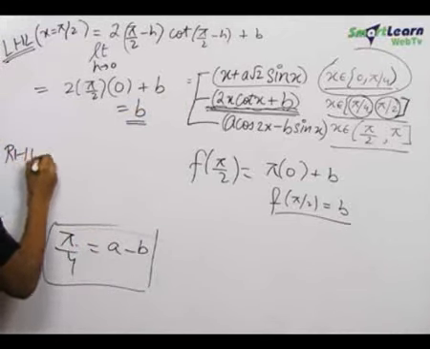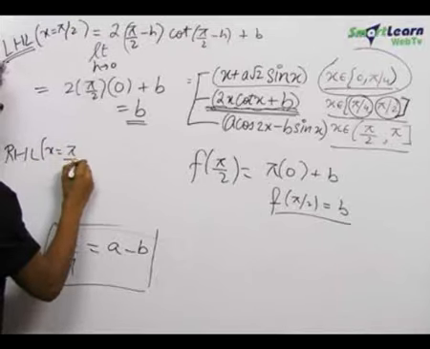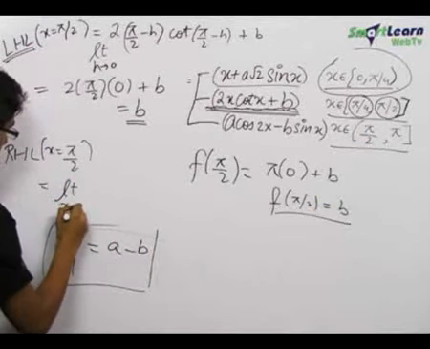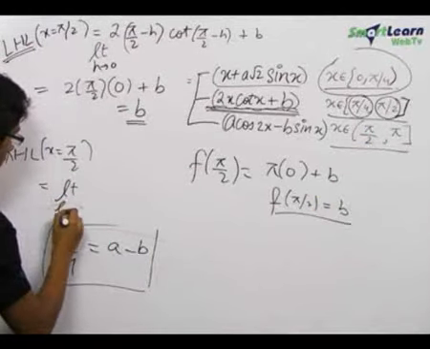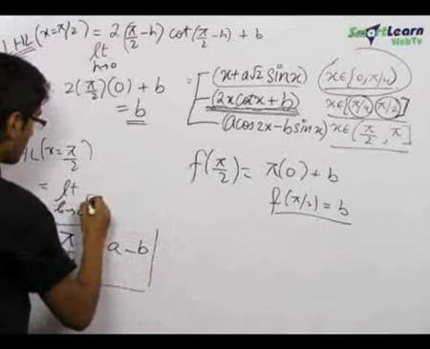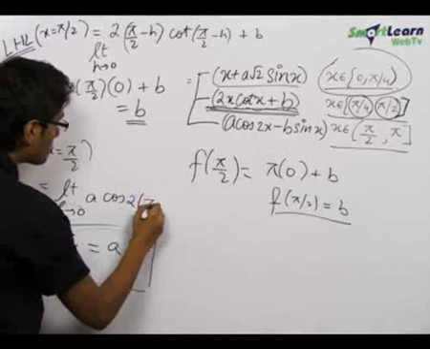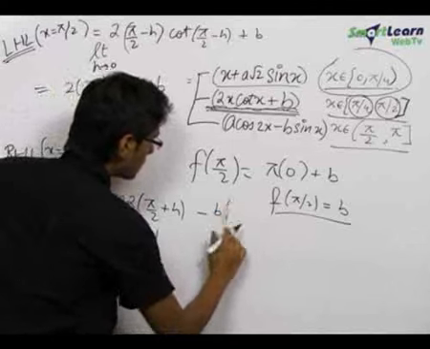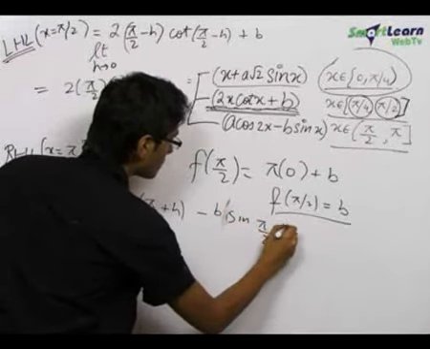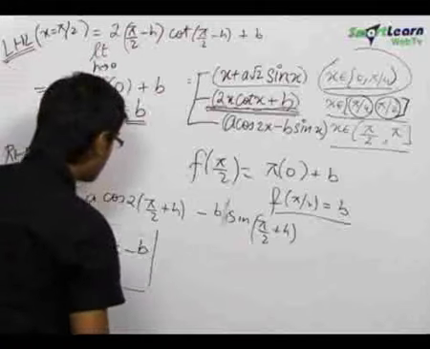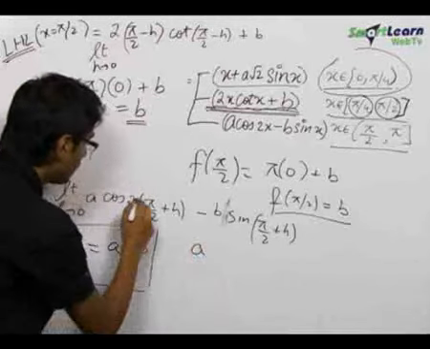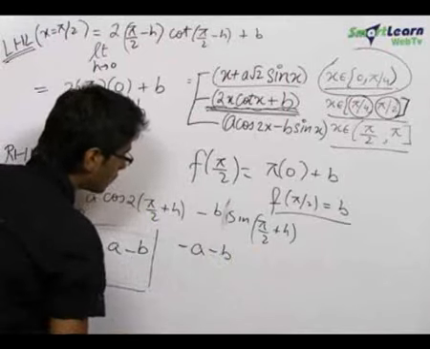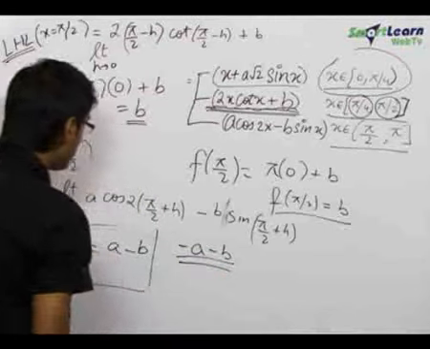The right hand limit at x equals pi by 2, since this is the interval of pi by 2 plus, we put x equals pi by 2 plus h in this equation to get a cos 2 times pi by 2 plus h minus b times sine of pi by 2 plus h. On putting h equals 0, we get a into cos pi, which is minus 1, so minus a, and this sine pi by 2, which is equal to 1, so minus a minus b is the value of the right hand limit.